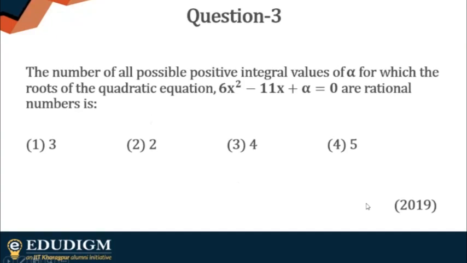Okay. So let's just go for question 3. This is also very easy. There's a quadratic equation and the roots are rational numbers. Okay. The roots are rational numbers. You already know how the roots are, and you will actually understand when there will be rational numbers. You have to find out the number of possible positive integral values. Now, this is very important. The values of alpha, they have to be positive and they have to be integers. Okay. Just try this one out and let me know. This is not very difficult.